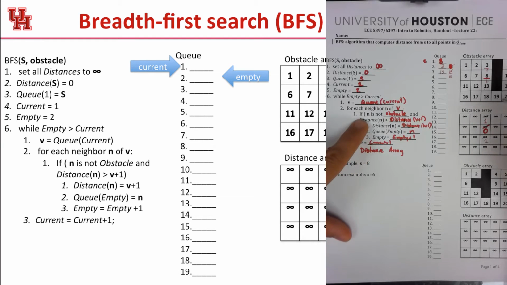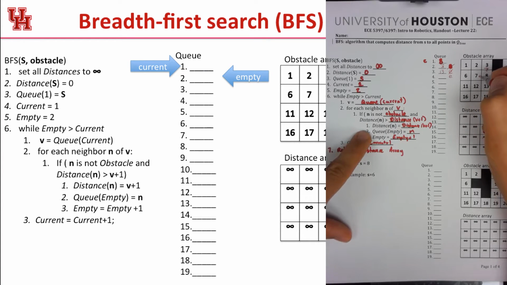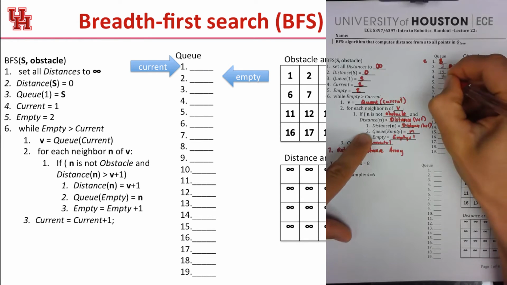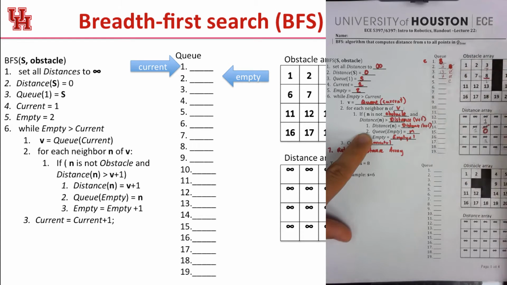And I look at my next neighbor. My next neighbor is 7. And 7 is not an obstacle. And infinity is greater than 0 plus 1. So we are going to visit that. My distance of this is going to be 1. I'm going to add 7 to my queue. Then I'm going to increment my empty pointer.